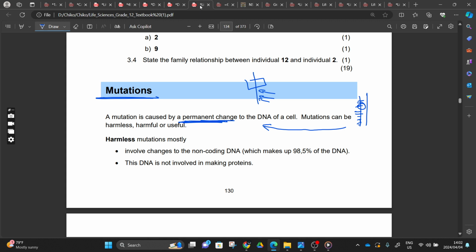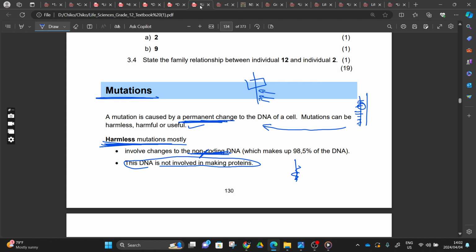Then mutation can be harmless, harmful, or useful. We have harmless mutation, which involves changes to the non-coding DNA. You still remember, non-coding DNA is not involved in making protein. So when something happens in this non-coding DNA, we express something called a harmless mutation. The change is there.